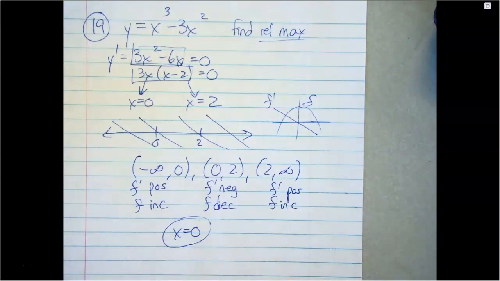Because the f prime is positive. If the derivative is positive, that means the slope of the original is positive, so the original is increasing. You with me? Good? Any other question on 19?